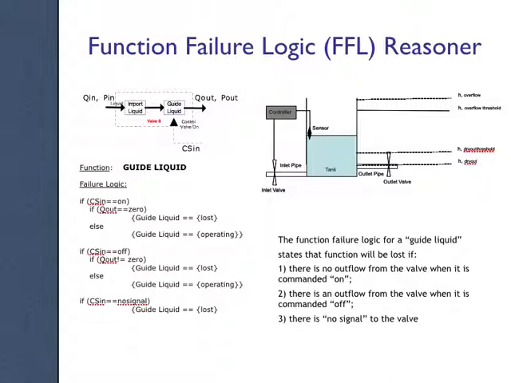Let's look specifically at the function failure logic for guide liquid. In this particular case, guide liquid is implemented by the pipe. In this case, I think it's the inlet pipe. So for guide liquid, the functional failure logic has the control signal in, right? Again, it depends on the level of the tank and whether that is controlling it open or closed. So if the control signal is on, then if the output of the guide liquid function is 0, then the function is lost. Otherwise, it's operating. So in this particular case, it's one or the other, right? Because if the control signal is on, then the expected output is that there's flow. So we would say it's essentially failed or lost if we don't see that.